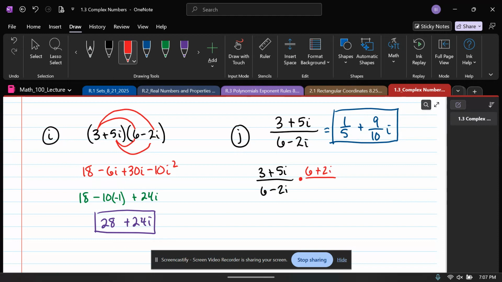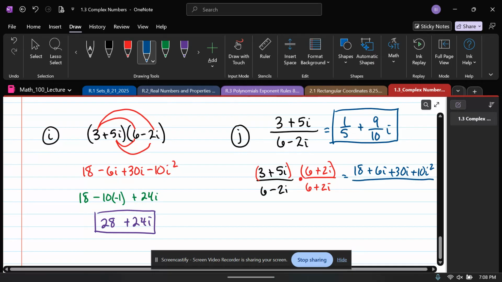6 plus 2i divided by 6 plus 2i is the same thing as multiplying by 1. So it's not changing the value, it's just going to change how it looks. So I'm going to multiply that together on the top, like with my distributive property stuff. So that's going to get me 18 plus 6i plus 30i plus 10i squared.